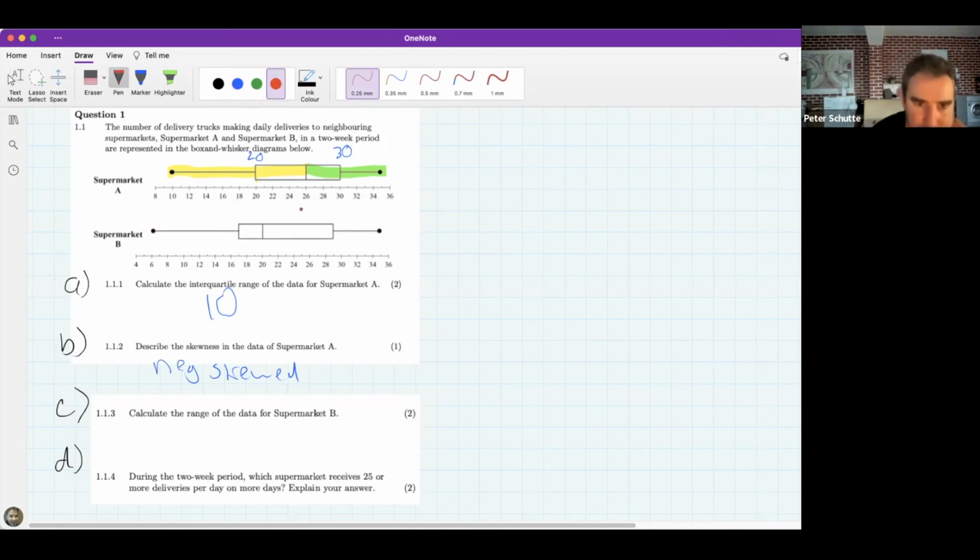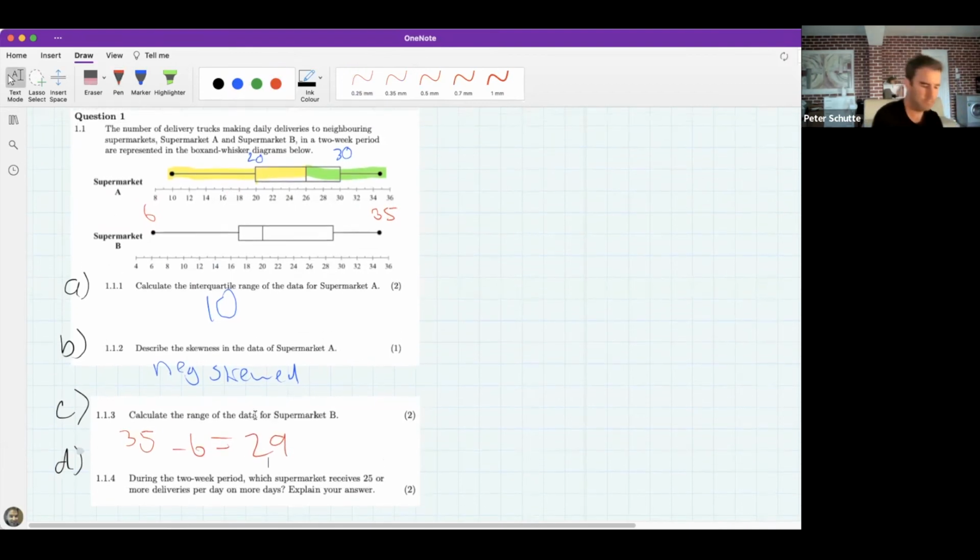So supermarket B, now I must be careful. I want the min and the max because it's the range. So we've got 35 up here and we've got 6 down here. So the range should be 35 minus 6, which is 29. Okay. And I like what I'm seeing in the chat. 29 is looking good.